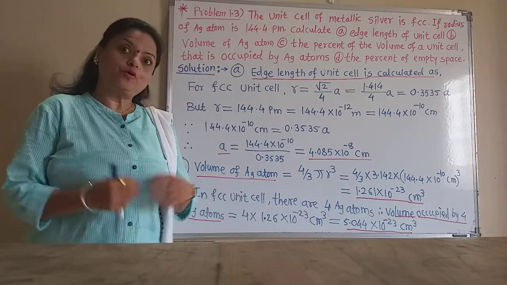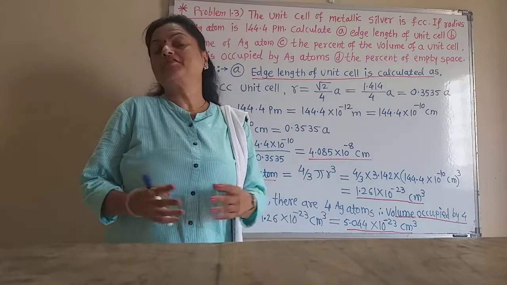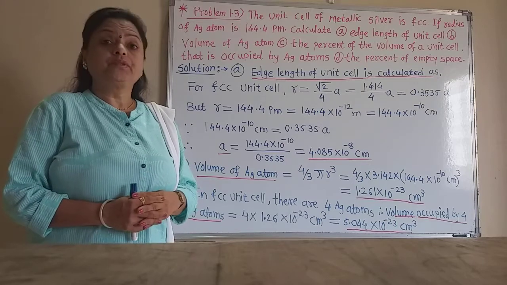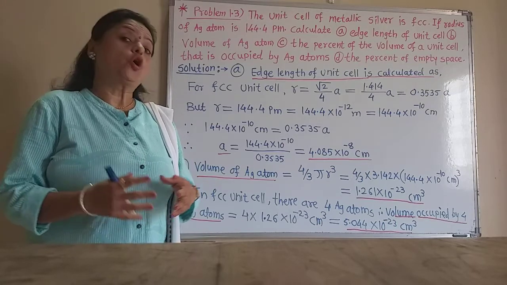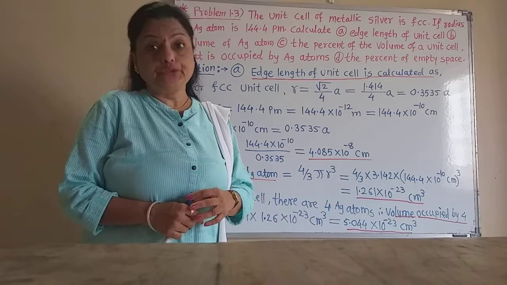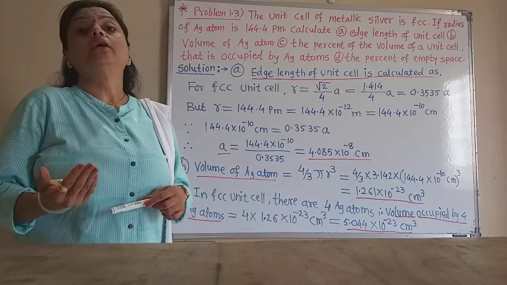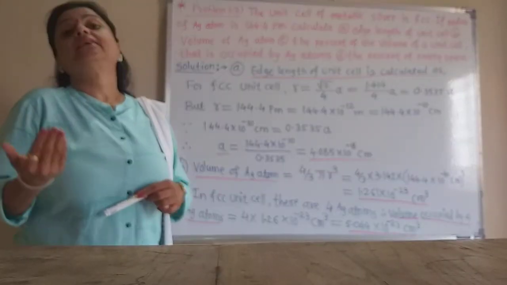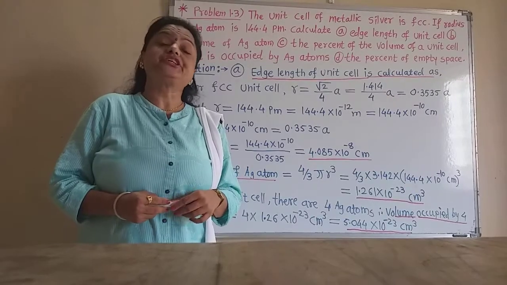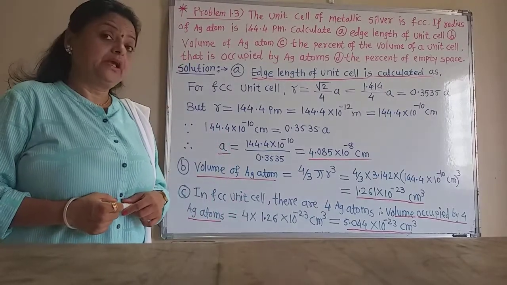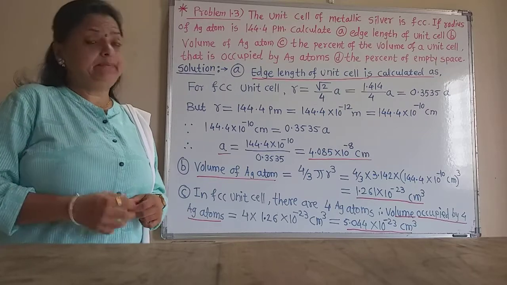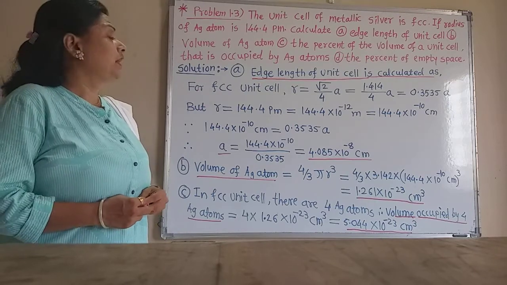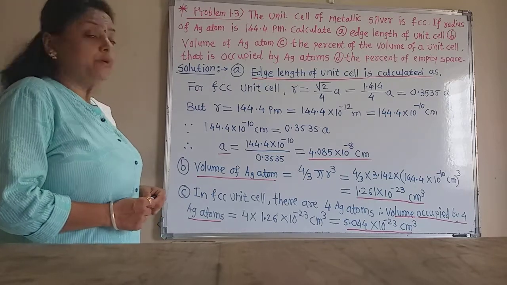We are learning the chapter number 1, Solid State, for a few lectures. In the last lecture we formulated some formulas, that is, the radius of the unit cell and how it is calculated for the simple cubic crystal, as well as the BCC, body centered cubic crystal, and the face centered cubic crystal, and how the packing efficiency is calculated. This we also learned. Now today we are going to solve problem number 1.3.